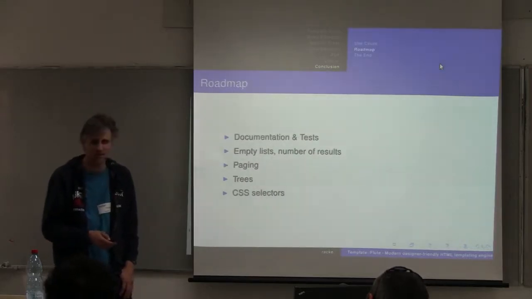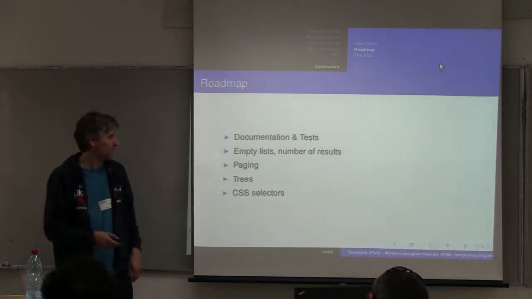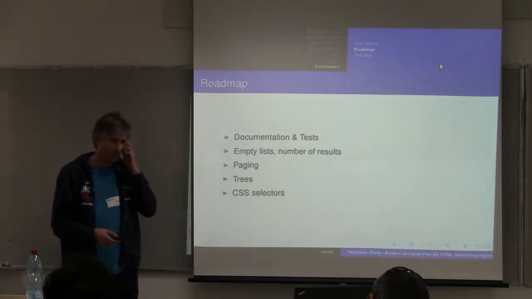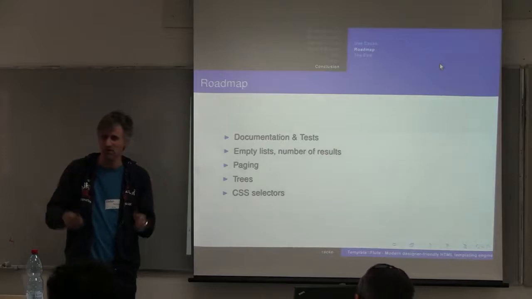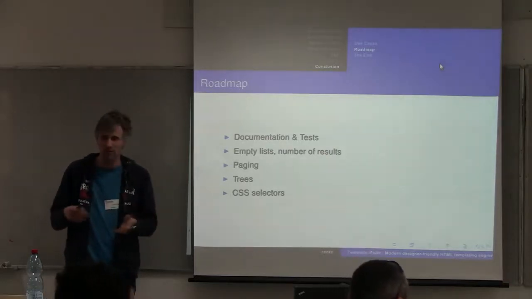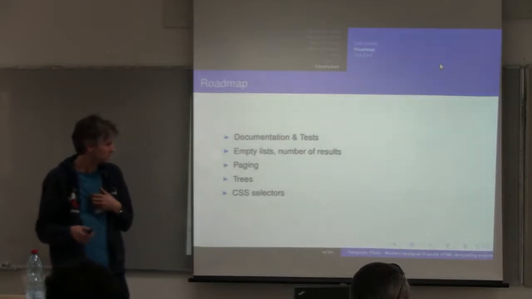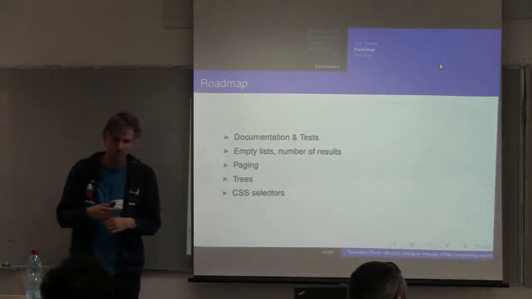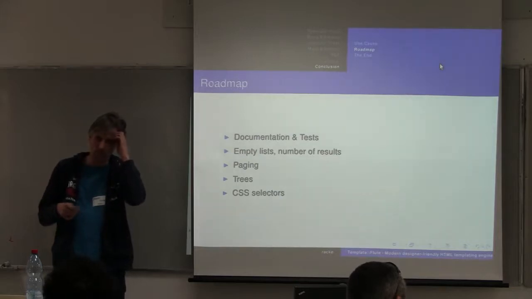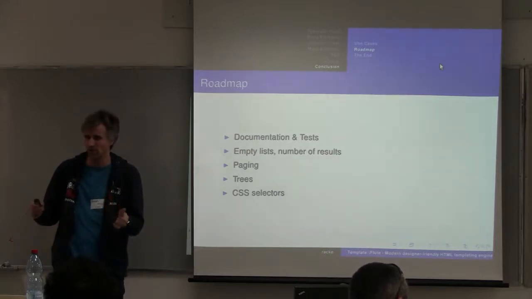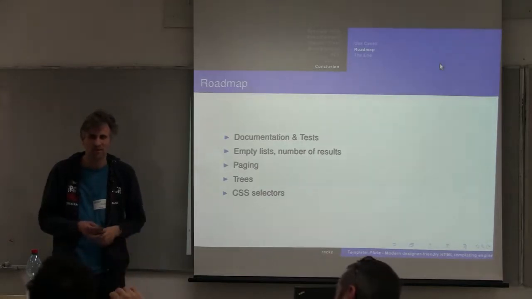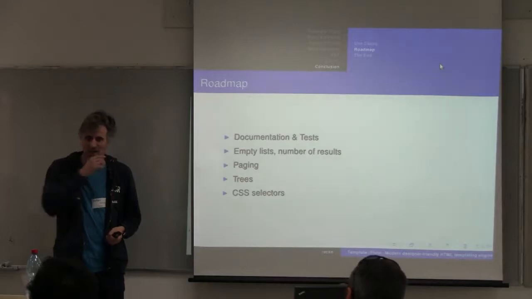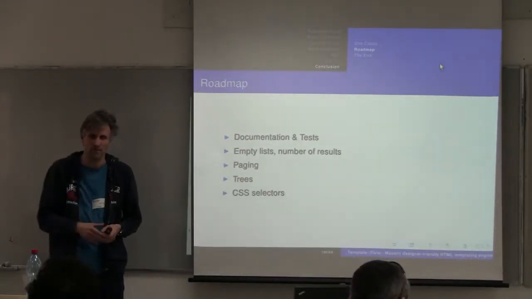So, of course, there are a lot of things to do. First of all, more documentation and tests. One thing is missing, which often comes up in a project: if you're searching for something and you don't have any matches, you want a good way to display empty lists. Have some paging, and also support more of the CSS selectors, because right now it is simple, it's just a class or an id. Do you mean nested lists? Yeah, like in the navigation with different levels. Ah, okay.